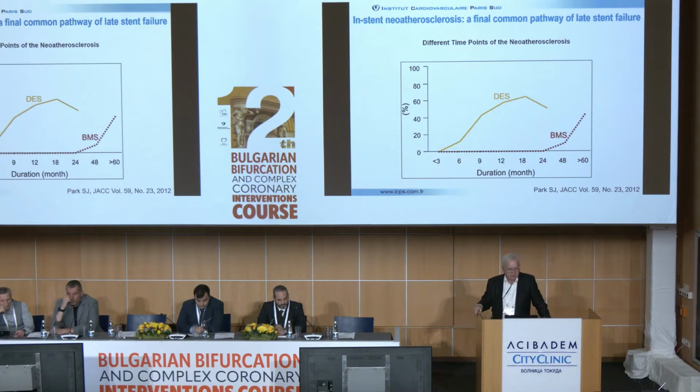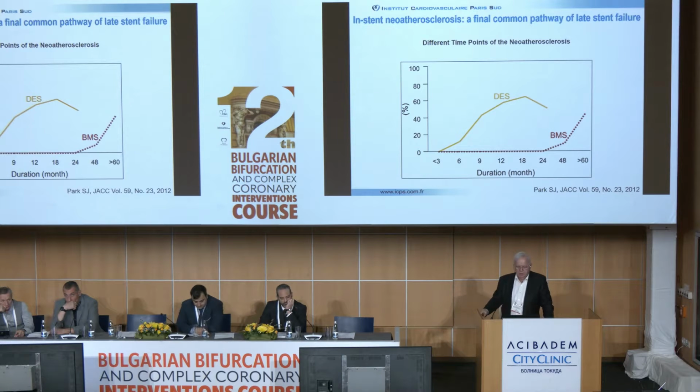Stent restenosis is related to production of neoatherosclerosis, which is said by Park Seung-Jung, a final common pathway of late stent failure. And it existed before the occurrence of DES, but was a phenomenon which was late, beginning after 24 months, and it was coming much earlier with DES, even in the first 3 months.